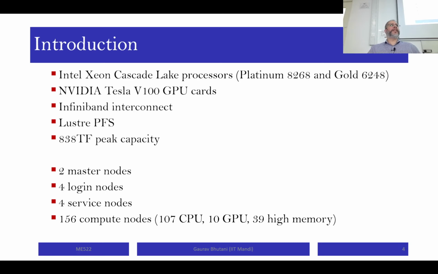So unlike our HPC, our HPC has 2 login nodes. One is N199 and one is N65. This has 4 login nodes. It has 2 master nodes.